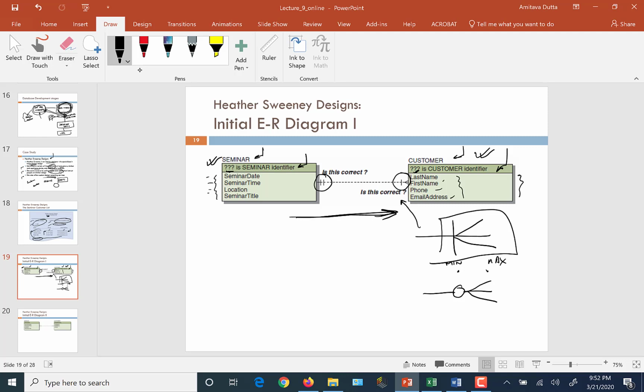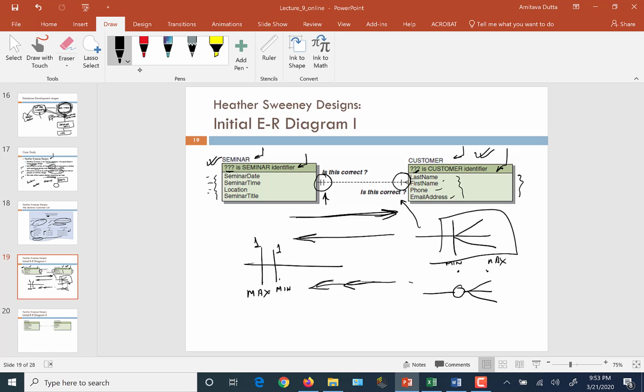Now, when I go from right to left, you look at this cardinality, and let me expand it and blow it up. So you see 2 1s. So this is the minimum. The inside symbol is the minimum cardinality. The outside symbol is the maximum cardinality. So when I go from right to left, from customer to seminar, what I'm saying is one customer attends at least one seminar, and at most one seminar as well.